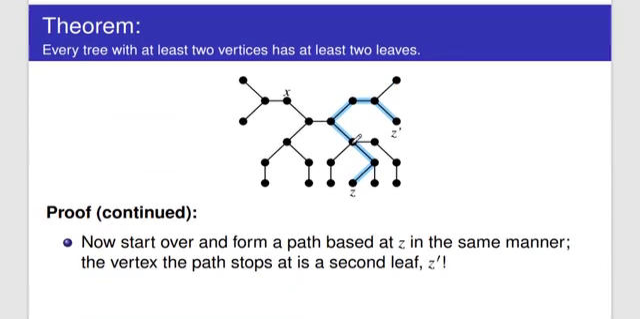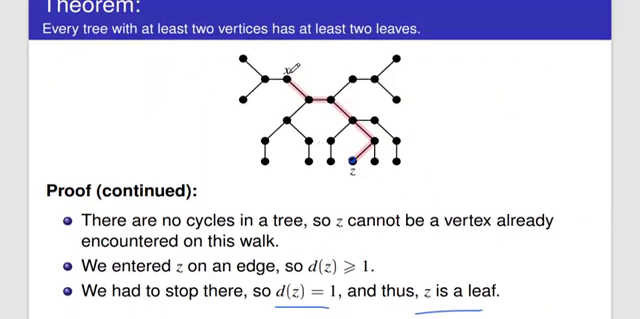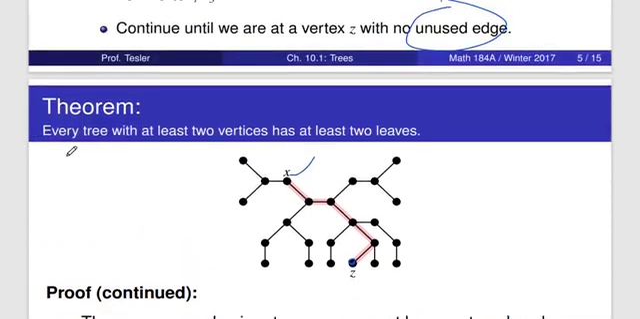Then start over from z for a different path like this. You can make any path you like. You just have to keep going until you cannot find a new vertex. So now we have a new vertex z dash, which also has degree 1, so this is also a leaf. So we now have two leaves. Our theorem holds true: every tree with at least two vertices has at least two leaves, or more. So from this path we can prove that this theorem holds true.